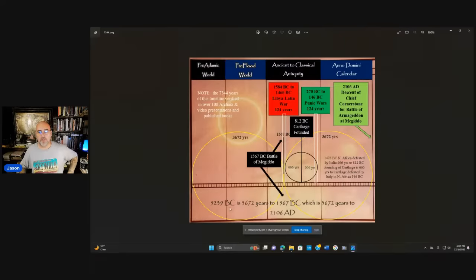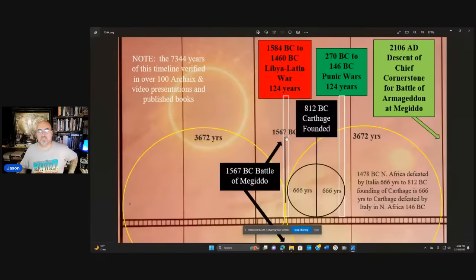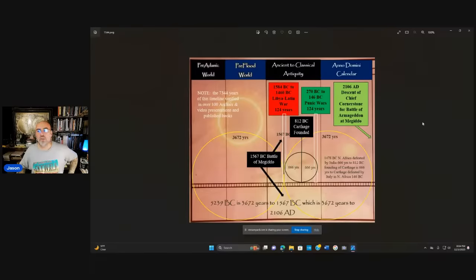Here it is, guys. The middle of this calendar. You can't make this stuff up. The middle of this calendar is the year 1567 BC. The center year in 7,344 years is 3,672 years before 1567 BC and 3,672 years after. Why is this important? Because it shows that our chronology is a palindrome.